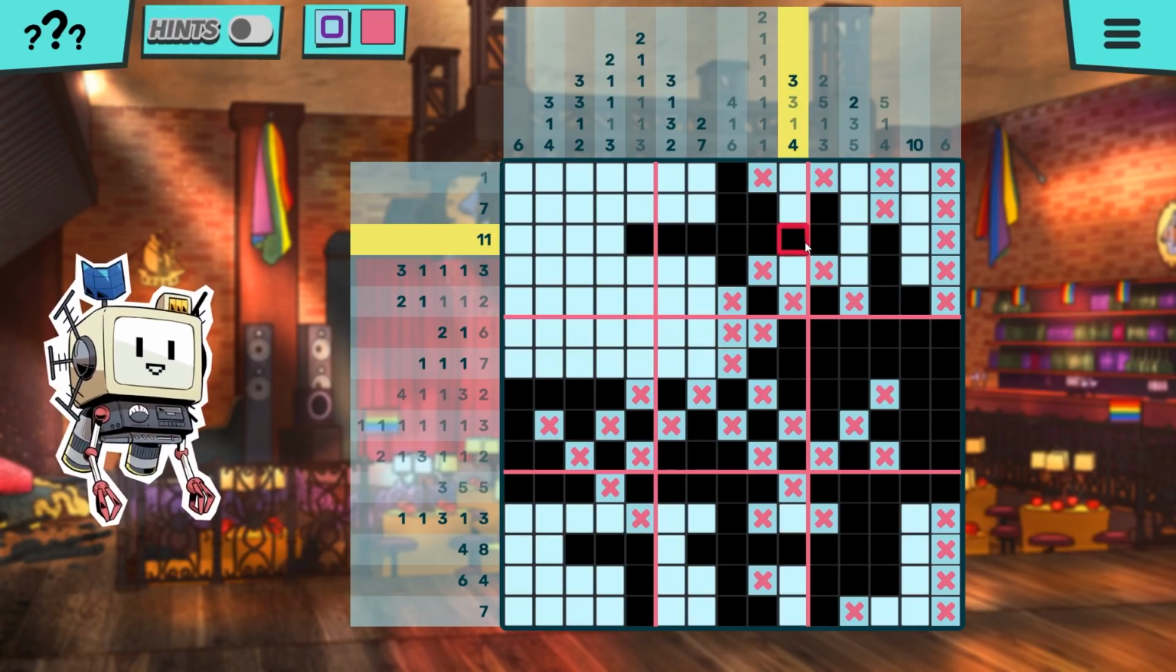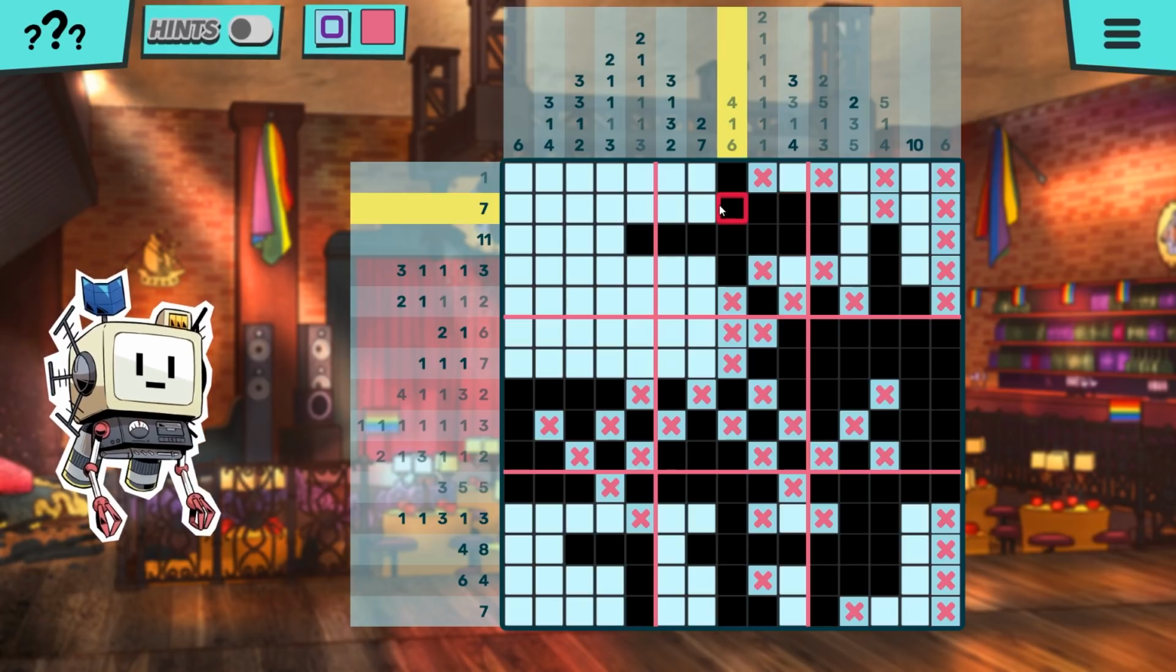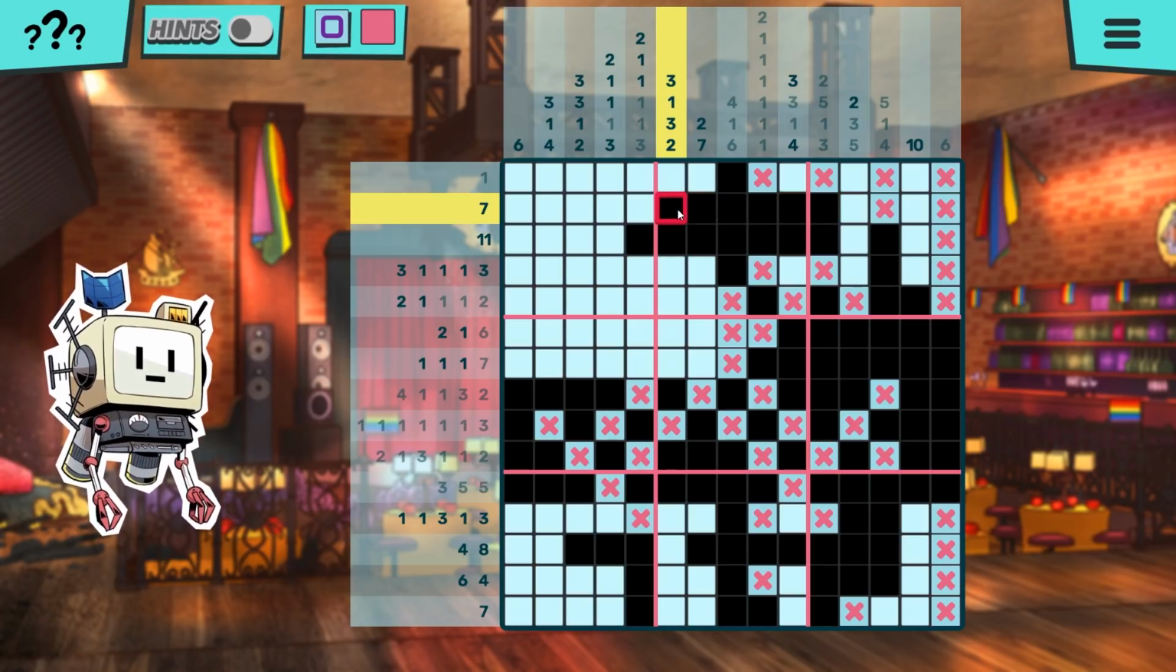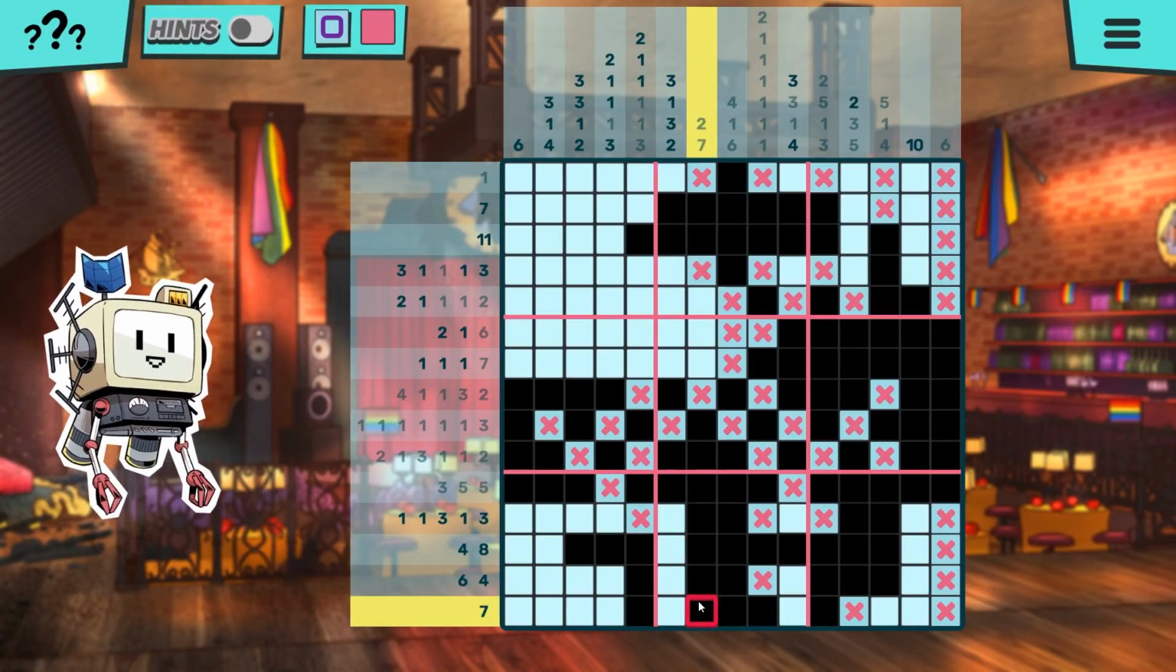That's the 4. We know those are both there. This is part of the 7. So we know those are there, which means we know where this 2 is, and we know where this 7 is. Which means this whole thing is done.